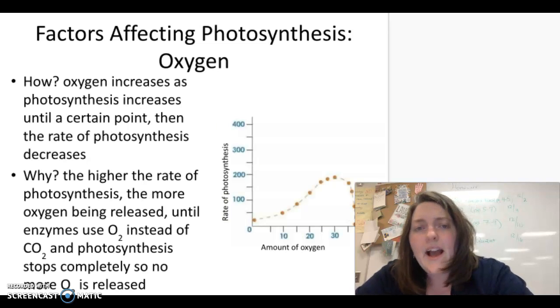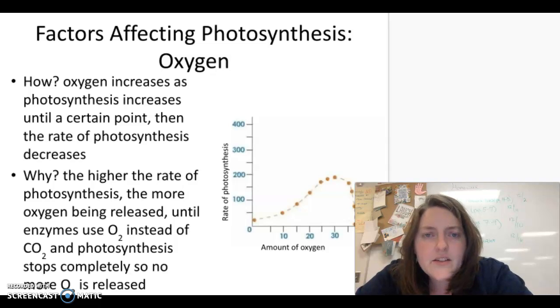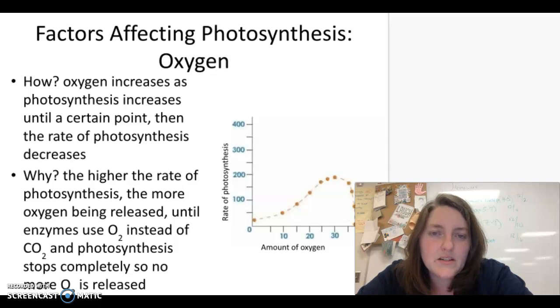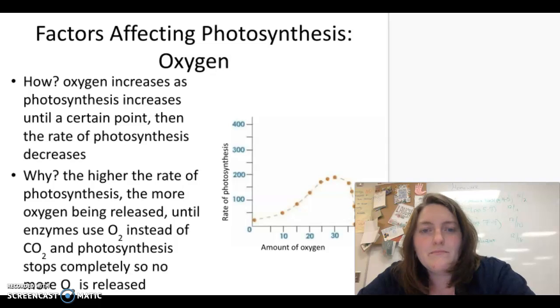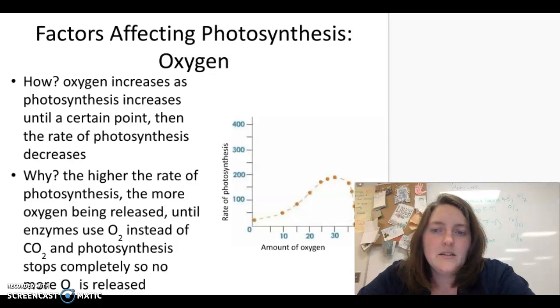Oxygen actually has an interesting effect. Oxygen will increase as photosynthesis increases to a certain point. This is kind of a reverse reaction, because usually the higher the rate of photosynthesis, the more oxygen you're getting. But eventually, if there's too much oxygen being produced, the oxygen will block the enzymes, and the enzymes will start trying to use the O2 instead of the CO2.